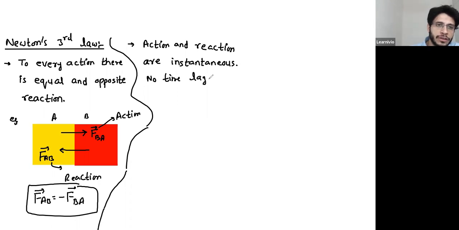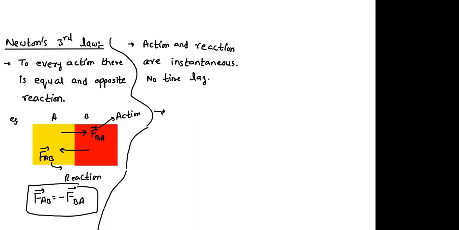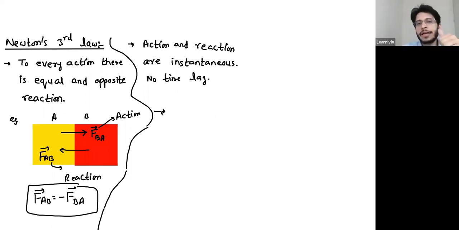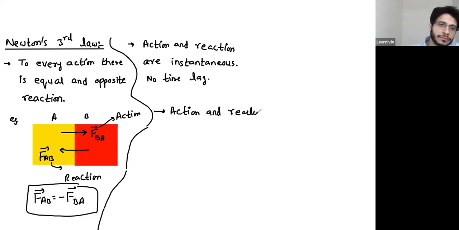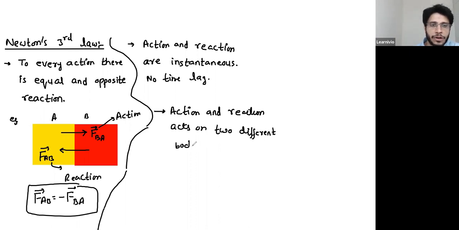Okay, tell me one more thing. These action and reactions act on two different bodies or on the same body? Different bodies. You jump, the action is over the floor. The reaction is over you. So action and reaction always act on two different bodies. Hence, they don't cancel each other.